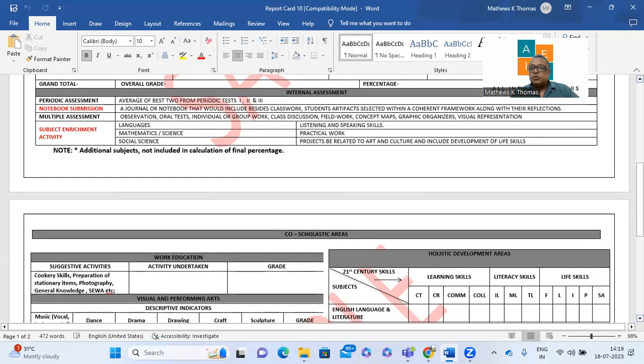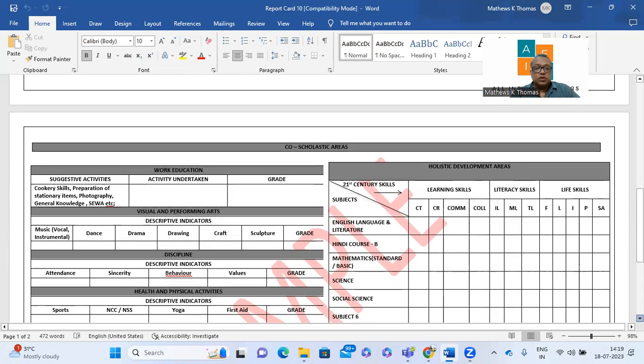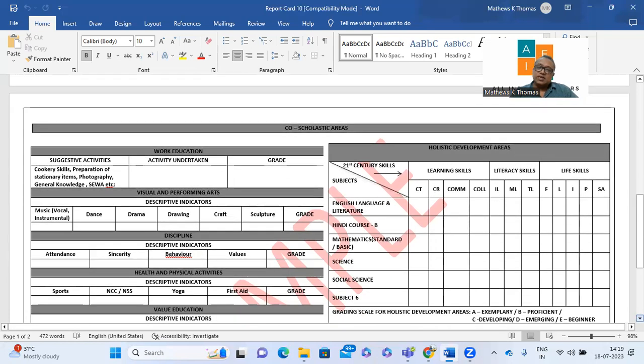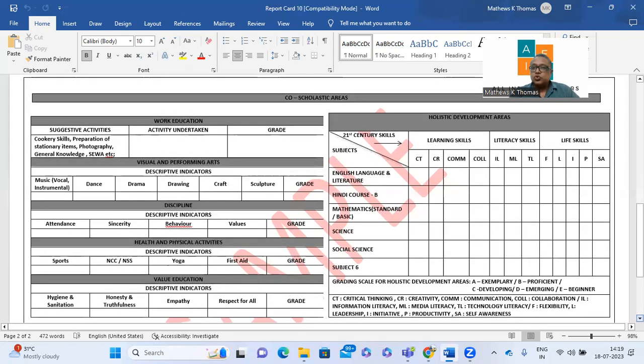If you are having any additional subjects, you can put it in the report, but do not use that for calculation of the percentage. Then you have the co-scholastic area. Again, it depends on your school, what you have. So this is just a chart showing what can be done. You can have music, dance, drama, drawing, craft, sculpture, and descriptive indicators as explained in the session.